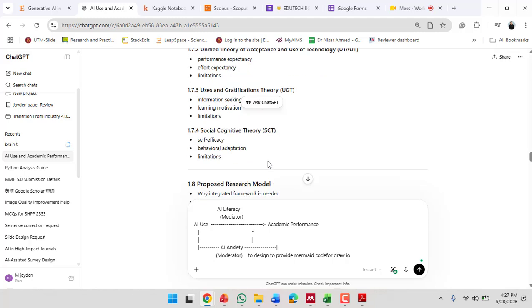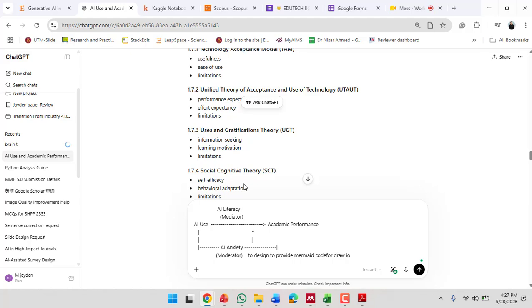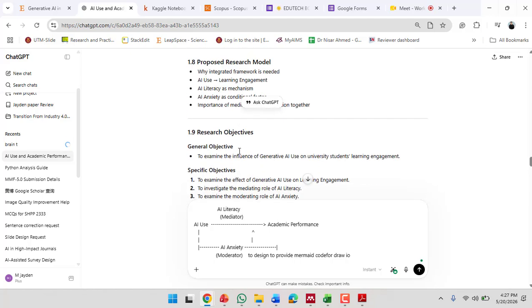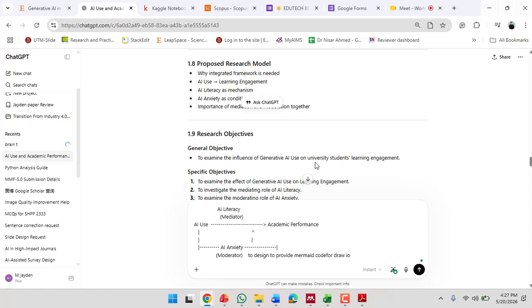The objective is okay: to examine the influence of generative AI and AI use on university learning engagement. This is very clear, you can directly put this objective in, with no need to alter or change it. For the specific objectives, first we need to examine. These key verbs are very important: examine, investigate, examine, propose. They show what you will do in your study.